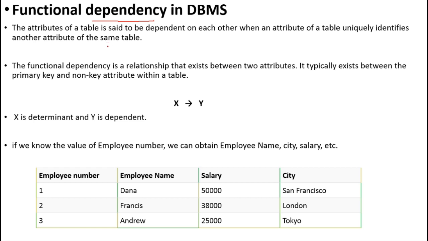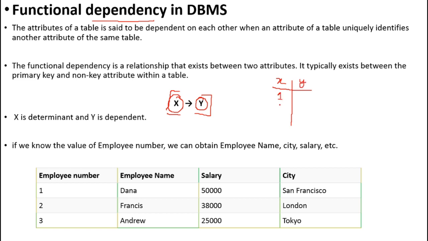Let's understand this topic of functional dependency with the help of an example. Whenever we have to depict functional dependency, we depict it through this formal notation. That is, we say that X functionally determines Y. Now I will help you understand what functional dependency is with the help of an example.